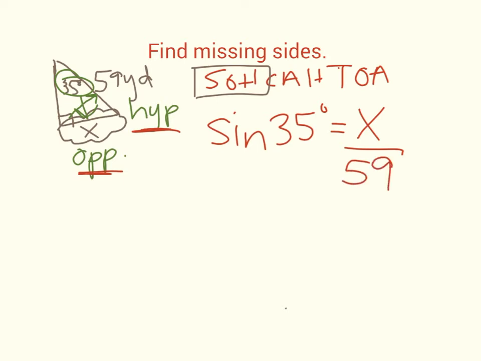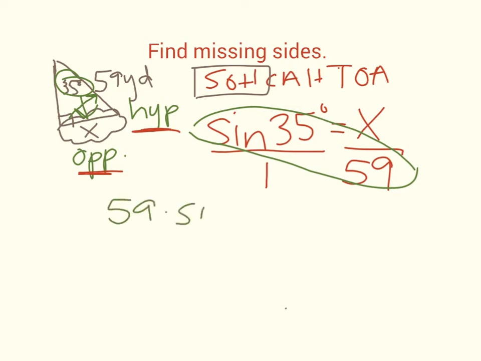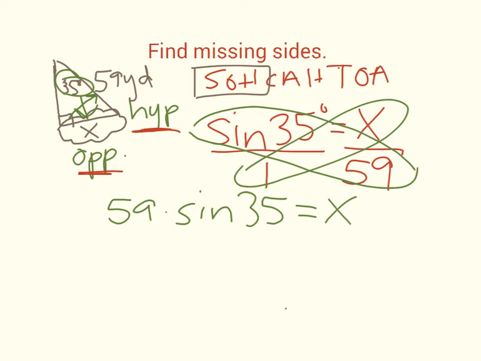Okay, now we can solve this using ratio and proportions. All I have to do now is put my sine function over 1, and now I can cross multiply. I'm going to circle that, and I get 59 times the sine of 35 equals, and I cross multiply the other direction and I get x.